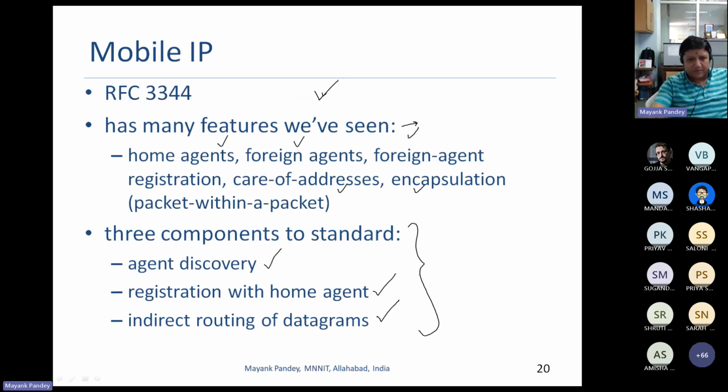So we'll stop here. I suggest you revise everything which we have discussed today, and tomorrow we'll be seeing the internal details of mobile IP, how an agent can be discovered, how packets can be transferred from one end to another end.